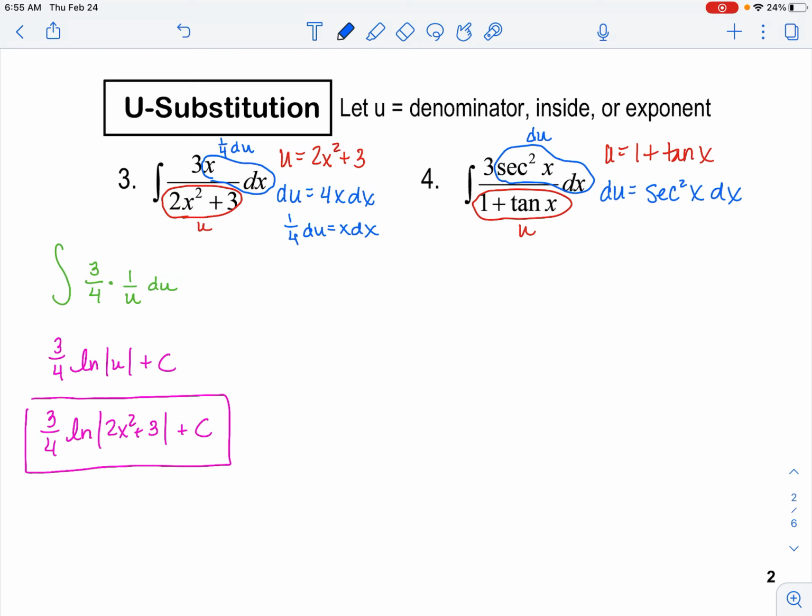The entire purpose of u substitution is taking out all the x's and putting everything in terms of u. So what do we have here? We have 3 over u, but we're going to write that as 3 times 1 over u du. U substitution typically really simplifies things. So the integral here, we have 3 times natural log absolute value of u plus c. And then we need to plug our x back in. So 3 natural log absolute value 1 plus tangent x plus c.